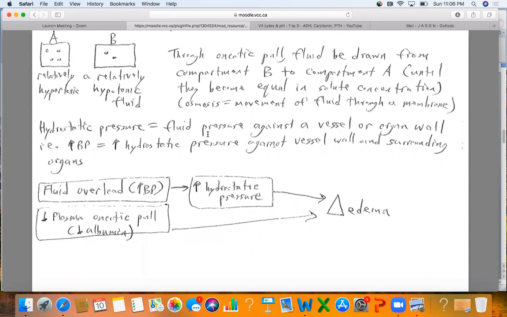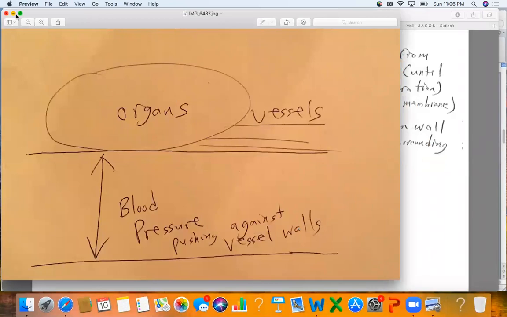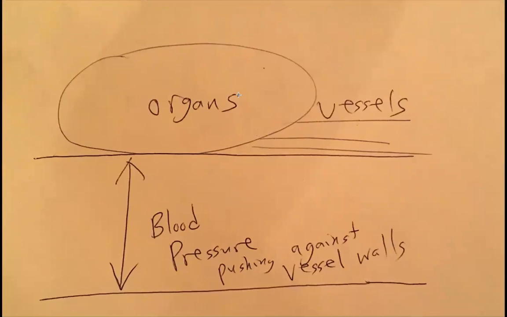So I'm going to use a diagram here that I made to explain two angles on hydrostatic pressure. If we look at this diagram, we're going to have to imagine that this area here is a blood vessel, and that obviously what is within the blood vessel is whole blood.